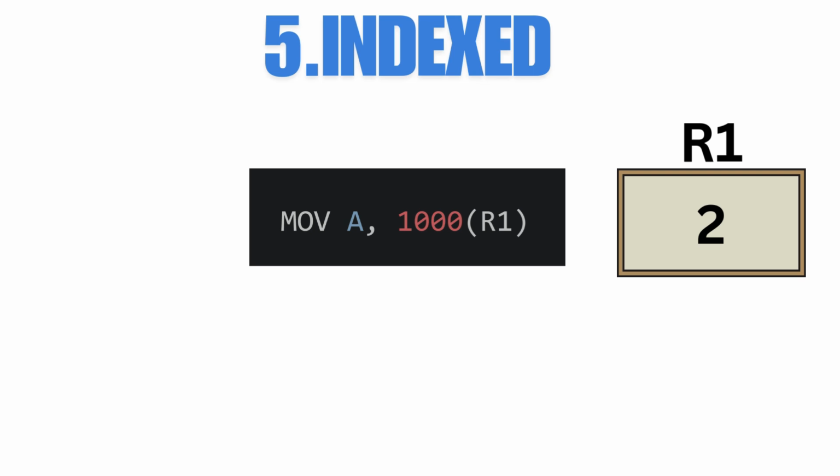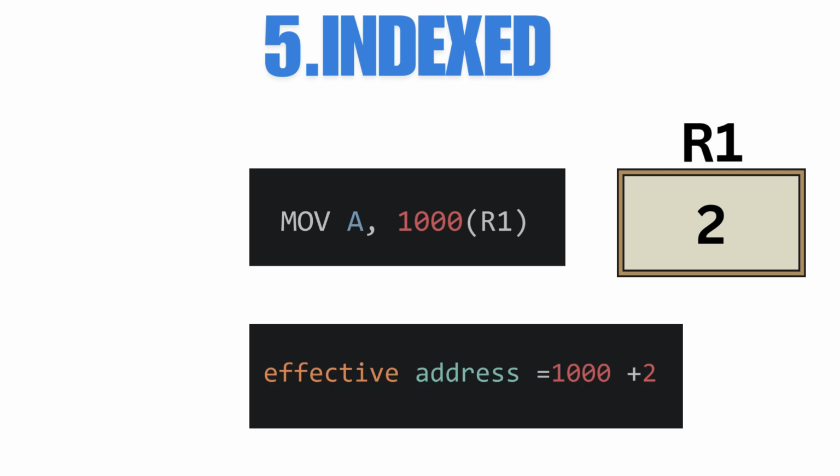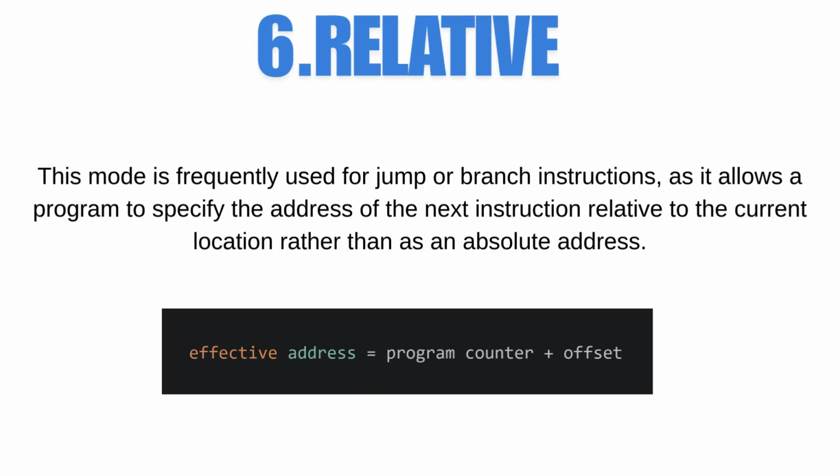Suppose R1 holds the value 2, indicating that we want to access the element at 1000 plus 2, which is 1002. The CPU calculates the effective address, which is 1002, retrieves the value at address 1002, and loads it into register A. Relative addressing mode is an addressing method where the effective address of the operand is determined by adding a constant, often called a displacement or offset, to the current program counter value.